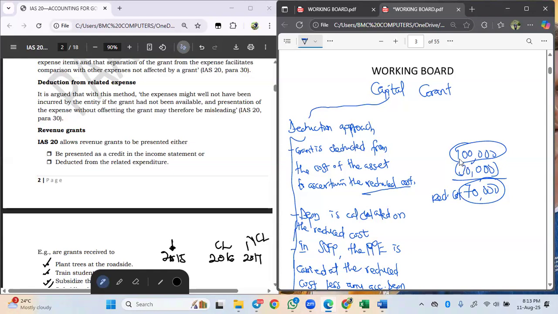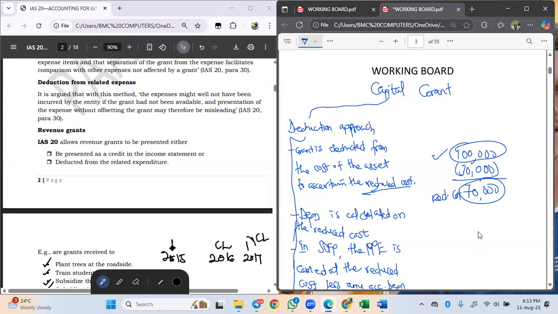Here, for this case, the acquisition cost is the 100,000. That's the price of the asset. Okay. Now the grant that was given is 30,000. You just subtract the 30,000 from the cost of the asset. Then you will get your reduced cost. And this reduced cost will be used as a depreciable amount. In other words, this 70,000 will be used as a basis when you are calculating your depreciation.